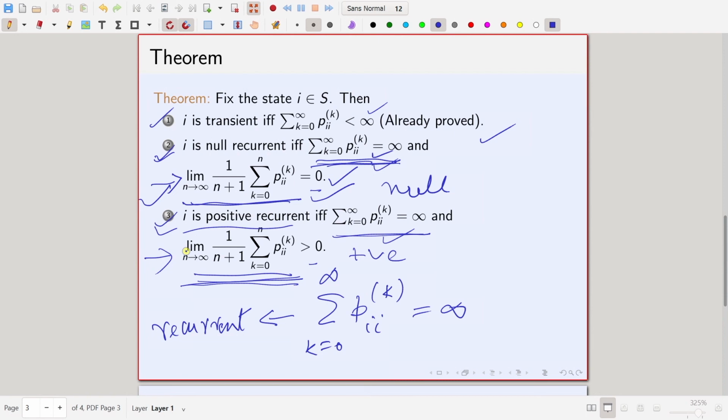So if the sum over k running from 0 to infinity of p_ii^k is less than infinity, then the state is transient. If it is equal to infinity, then it is recurrent. But what kind of recurrent, positive or null? For that we need to look at the limit as n goes to infinity of 1 over n plus 1 summation k running from 0 to n of p_ii^k, and if this limit is equal to 0 then it is null recurrent, and if this limit is positive then it is positive recurrent. Fine?